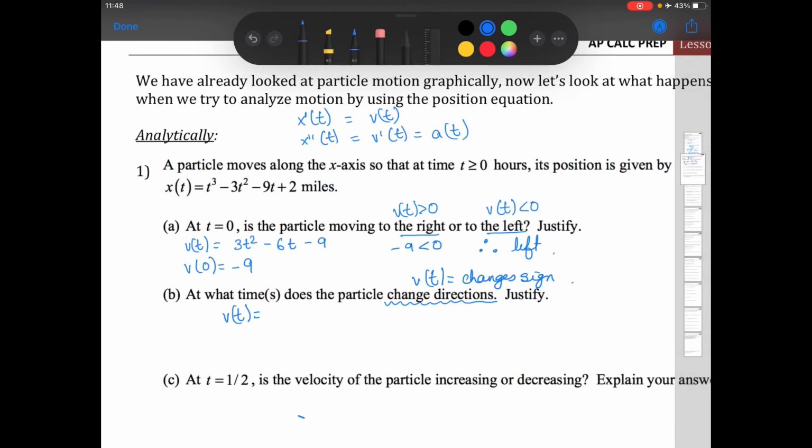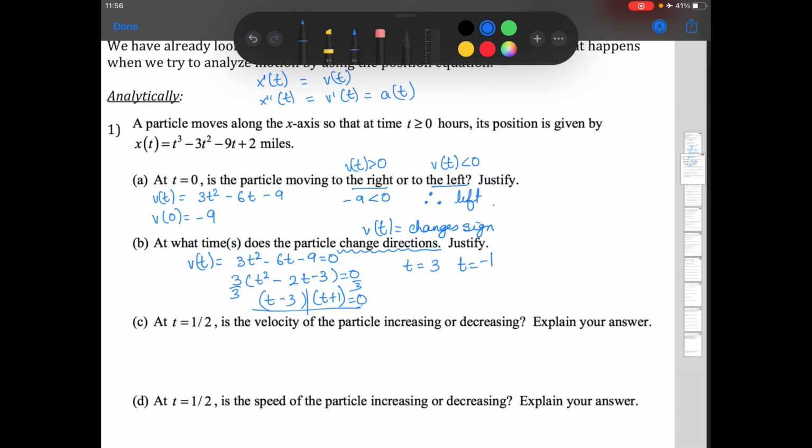So I'm going to take my velocity equation and set it equal to 0. I'm going to factor out my 3 and I'm left with t squared minus 2t minus 3 equal to 0. I'm going to divide by 3 and factor the inside. So what do I get? t minus 3 and t plus 1 equal to 0. I'm going to set them equal to 0, so I get t equals 3 and t equals negative 1.